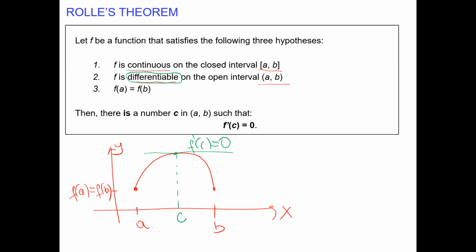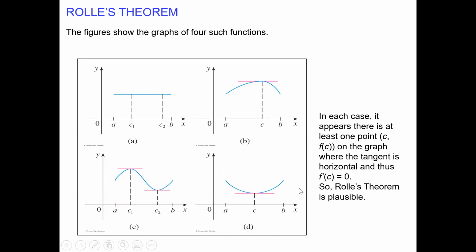And as I mentioned before, these types of theorems are not telling us directly how to find this number, but they give us a guarantee that this number exists. And sometimes it's enough for certain conditions or applications. It's enough to know that we have this number. Okay, let's look at a couple different pictures.